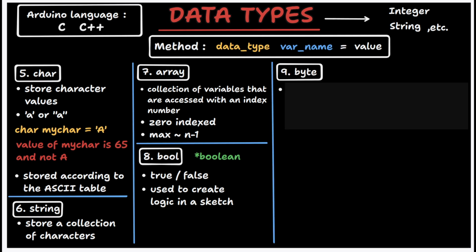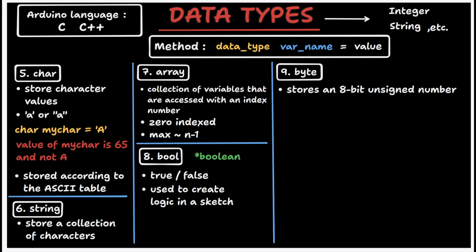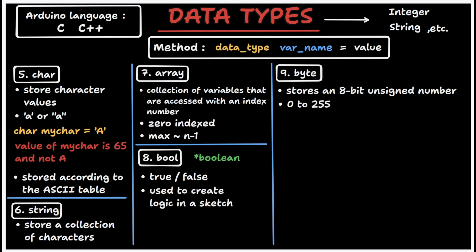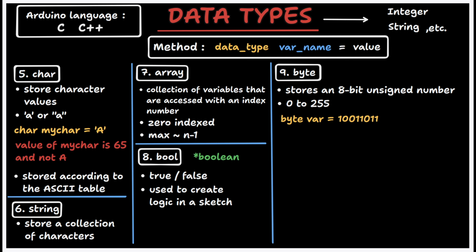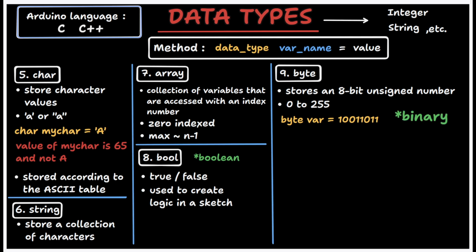Number 9. Byte. A byte stores an 8-bit unsigned number, that is, from 0 to 255. It is written as shown. Byte variable equals 1001111. This is just an example. Here, the value is stored in the form of binary system.